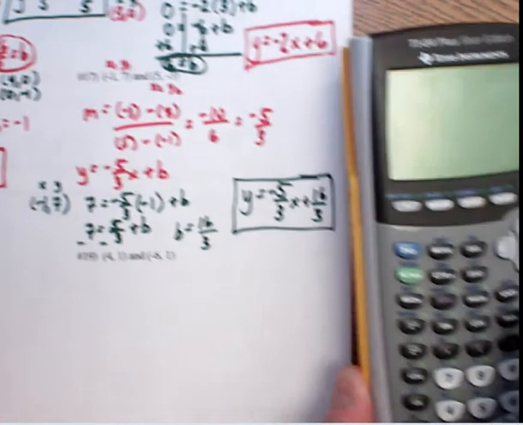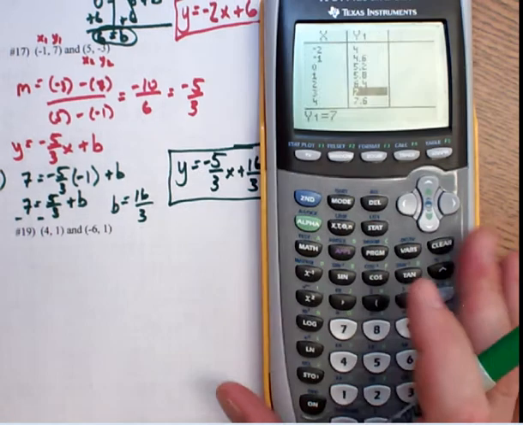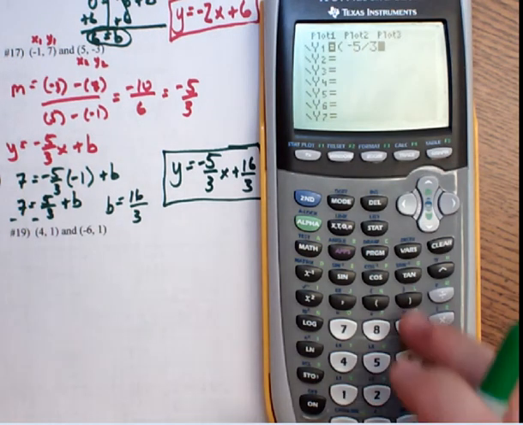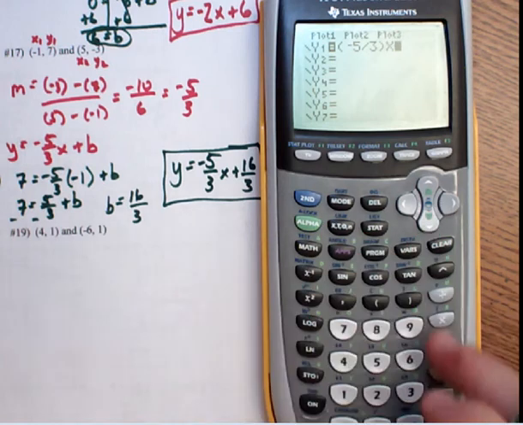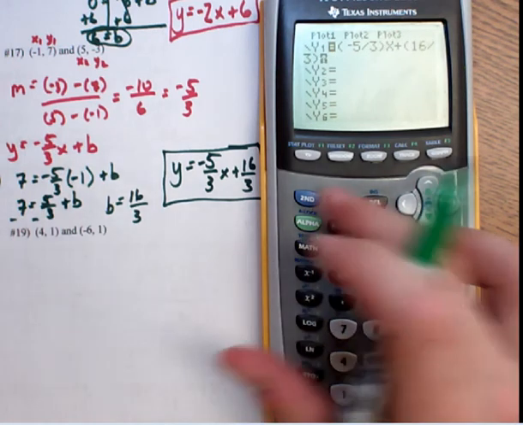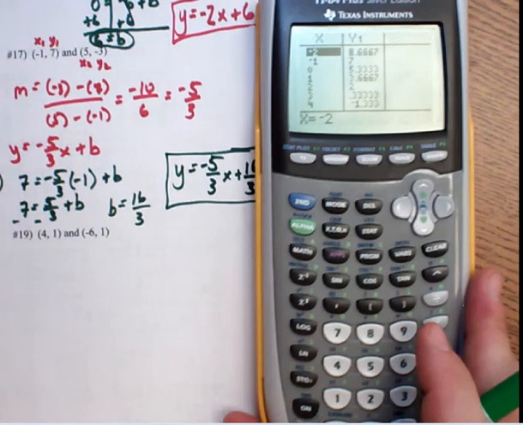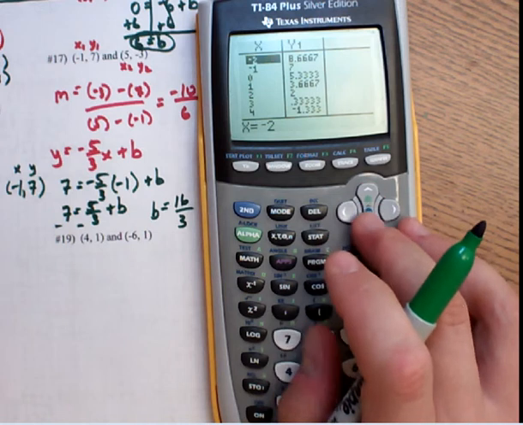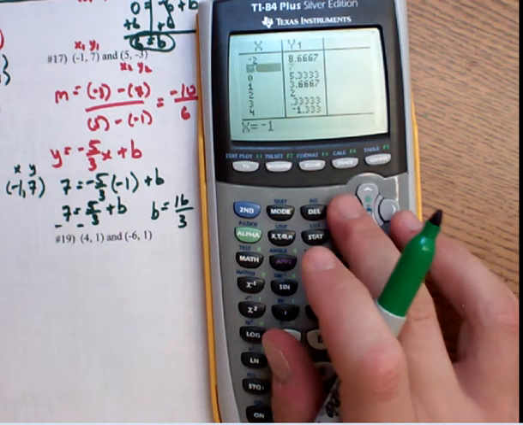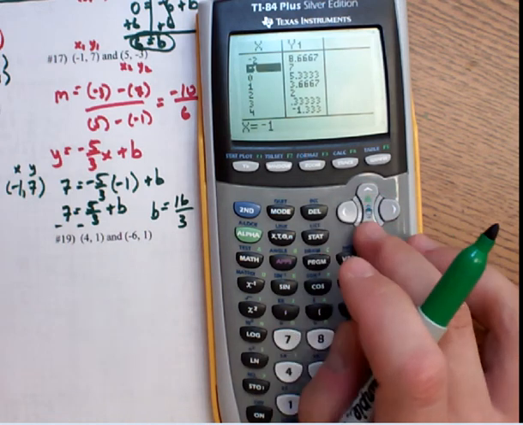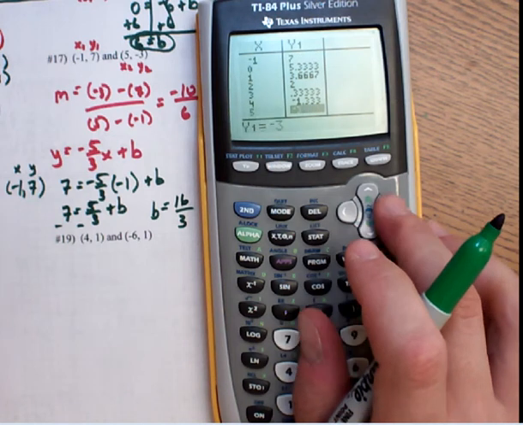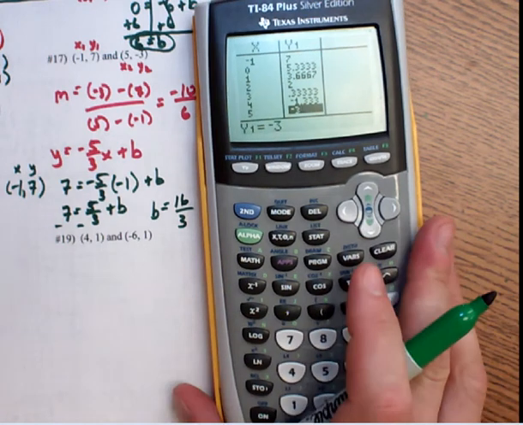Now let's see, is it correct? Y equals negative 5/3 times x plus b. Let me go to the table. Does it have my 2 points? I'm looking for (-1, 7). Look at that, (-1, 7) is good. How about (5, -3)? X equals 5, y equals negative 3. Perfect.